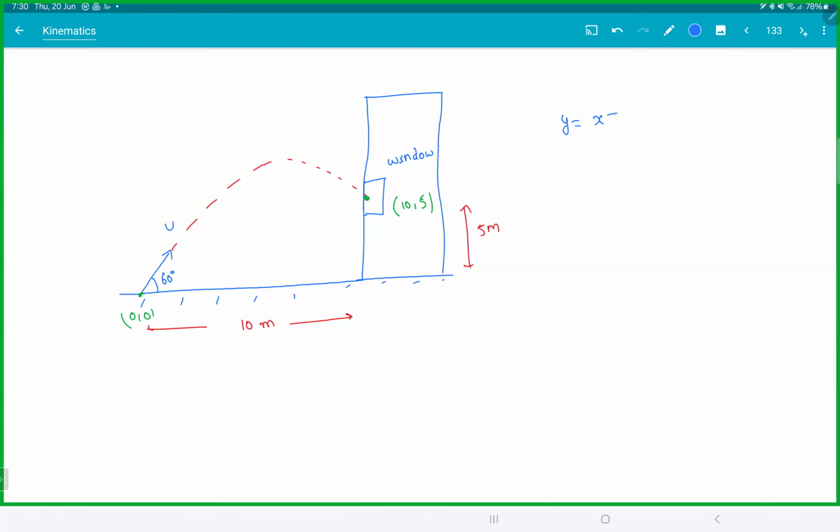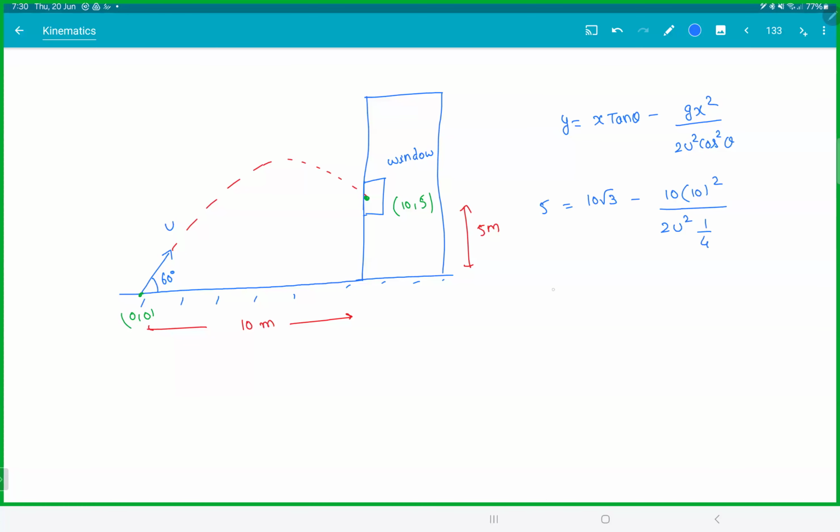Y is equal to x tan theta minus gx square by 2u square cos square theta. Equation of trajectory. Isn't it? There, substitute: x is 5, tan 60 is root 3, g is 10, this is 10 square, x is 10, na? X is 10, this is 5. By 2u square cos square 60 is 1 by 4.